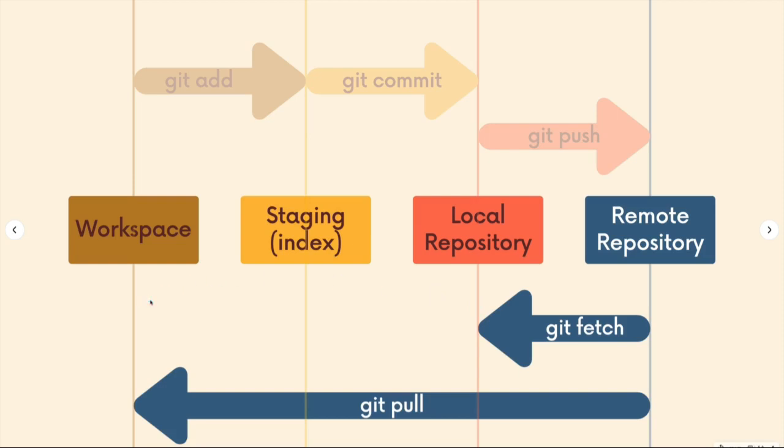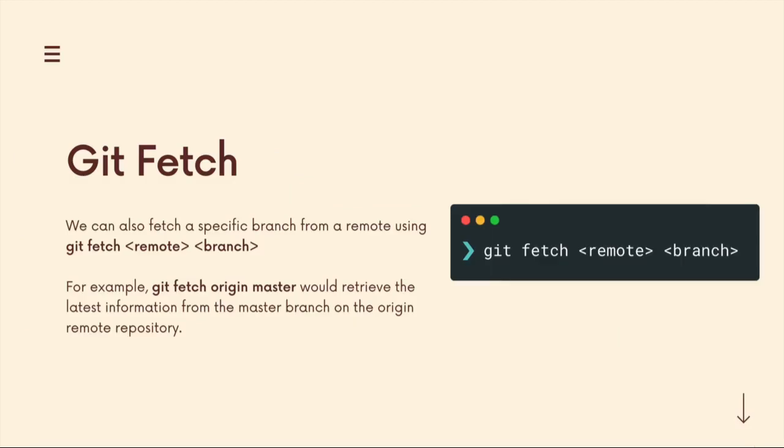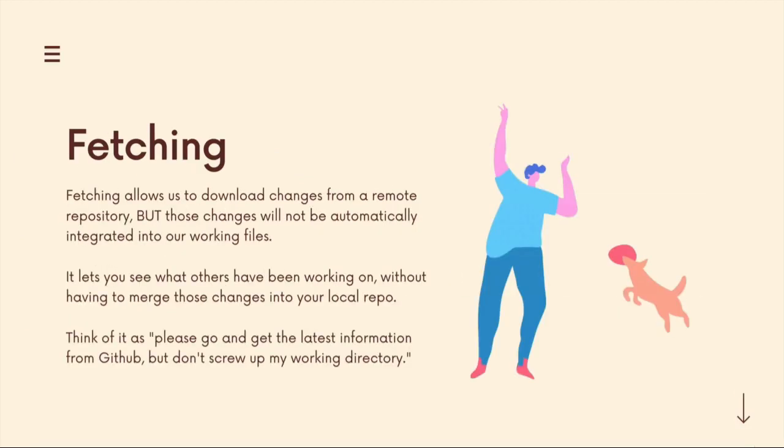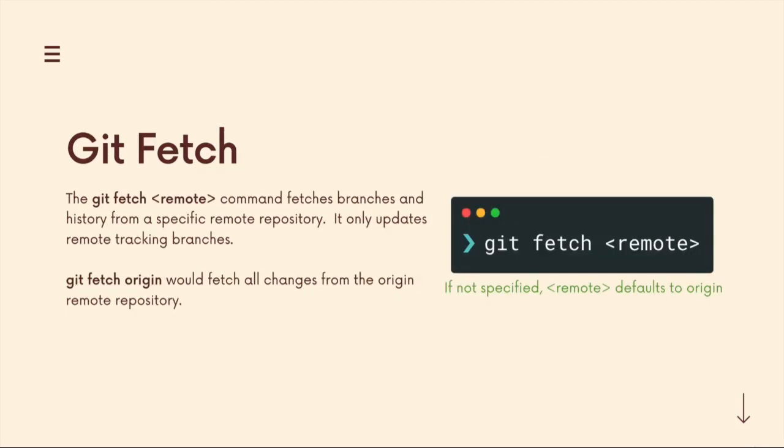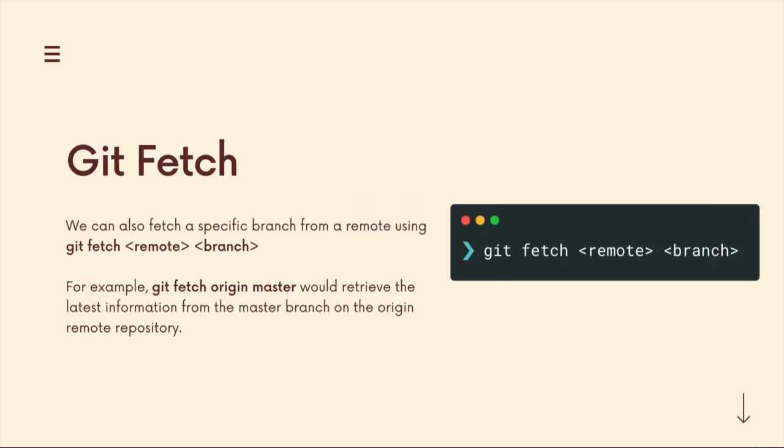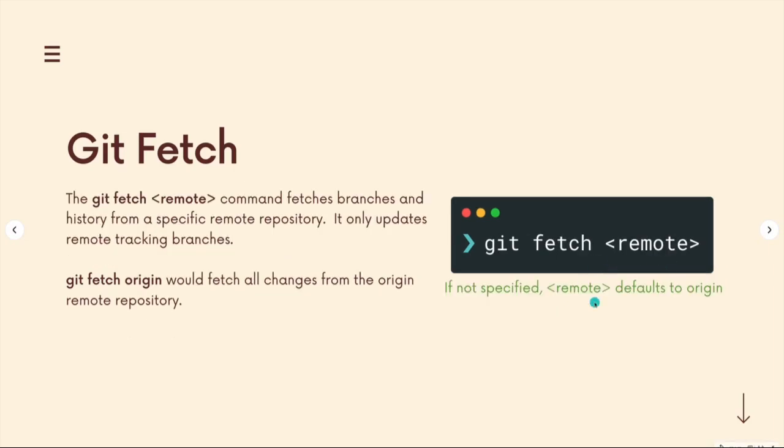So in the next video, I'm going to demonstrate this, but for now, the recap really, the main takeaway is that fetching allows us to get changes from some remote repo without actually integrating those changes into our working files. So we can go take a look, see what changed, what's new on origin or on any other remote. And we could specify if we only want to fetch one branch from a given remote. Otherwise, it's going to fetch all branches. So in the next video, I'm going to demonstrate this.